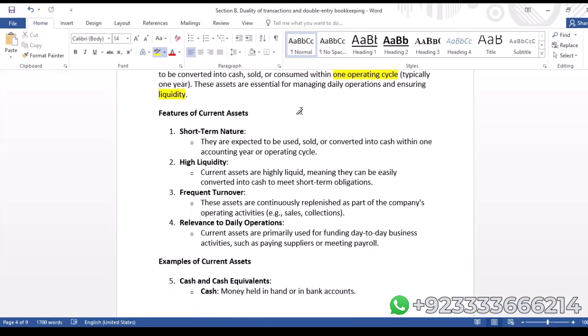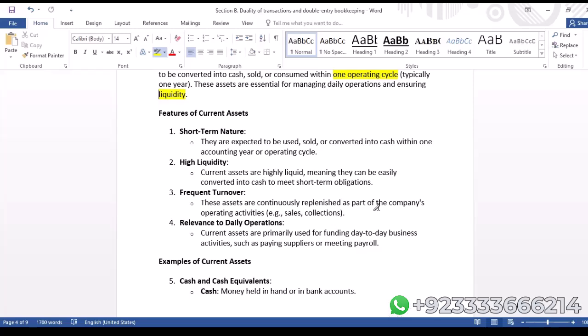Features of current assets. They are short term in nature, which is they will be used, utilized, sold, consumed within 1 year. They are highly liquid, which means that they can easily be sold in the market or converted into cash over a short term. Now, frequent turnover. These assets are continuously replenished as part of the company's operation.